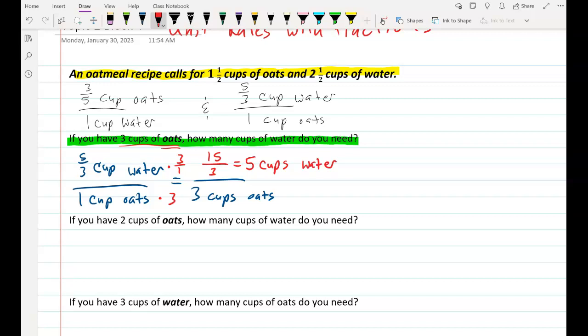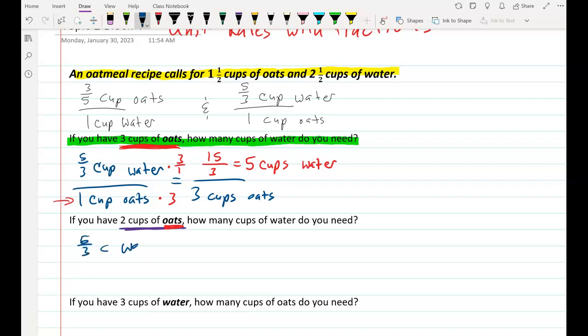The key here was knowing which one we knew we had. We knew that we had 3 cups of oats, and so that's why we chose to use the unit rate that had 1 cup of oats. And we had that unit rate set up from a previous lesson. Now in the next one, it says if you have 2 cups of oats, again, we are given the amount of oats that we have, and we want to know how many cups of water. So we're going to set up our proportion the same way.